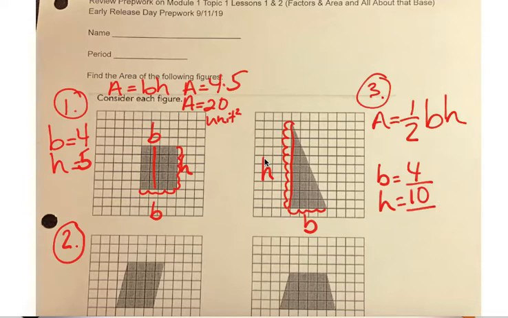Okay, so now I need to plug in my numbers. I plug in my base, which would be 4. I plug in my height, which would be 10. I'm putting parentheses so I don't think it's 410. And I need to multiply them, and then multiply by 1/2, which is basically cutting it in half. But remember the little trick I taught you: if you have an even number as one of your factors, you can cut one of those factors in half before you multiply.